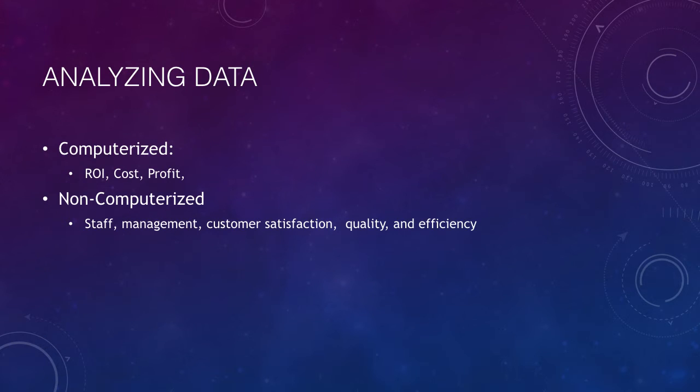After analyzing the data, I sorted out the information that worked best being in either a computerized or non-computerized system. I figured that things such as cost, profit, and return on investment would have numerical data, and being in a computerized system would be really helpful to ensure accuracy.